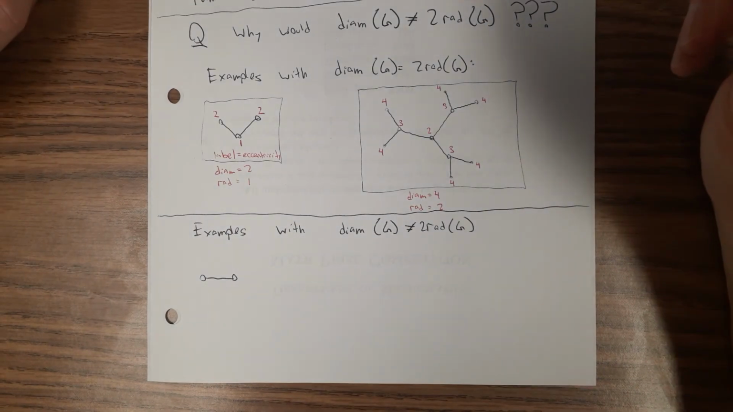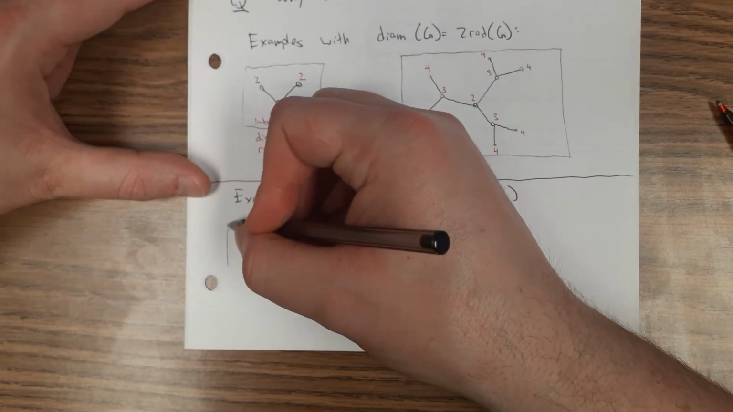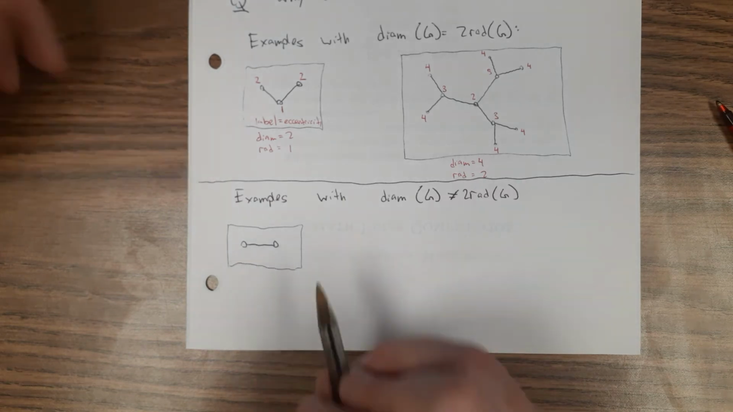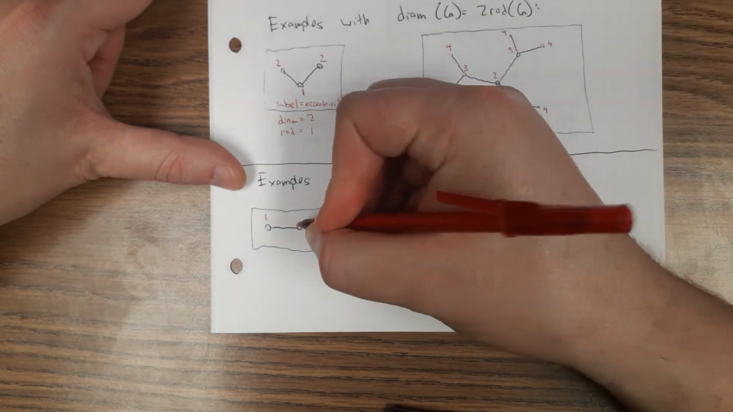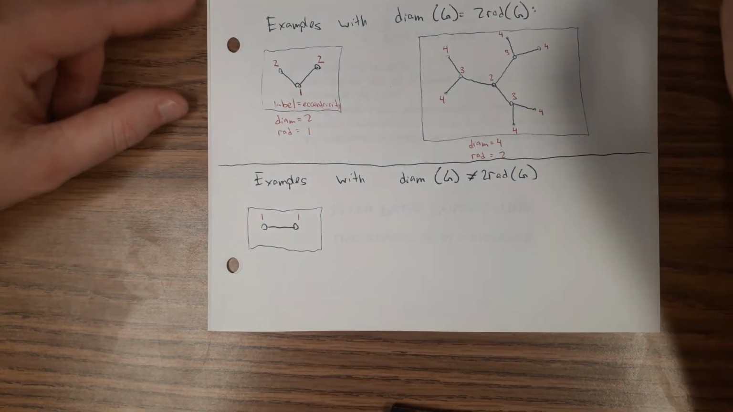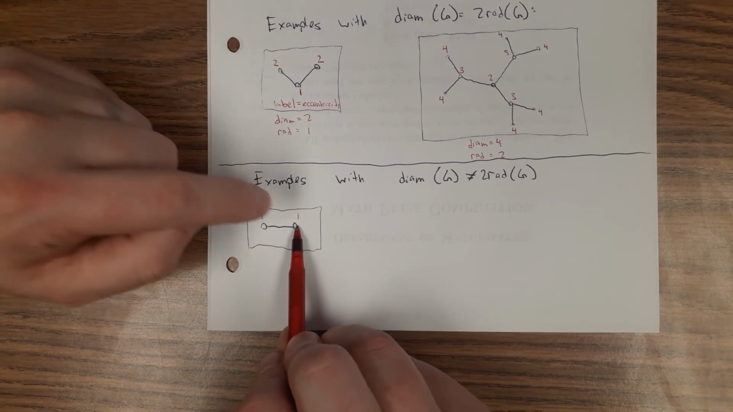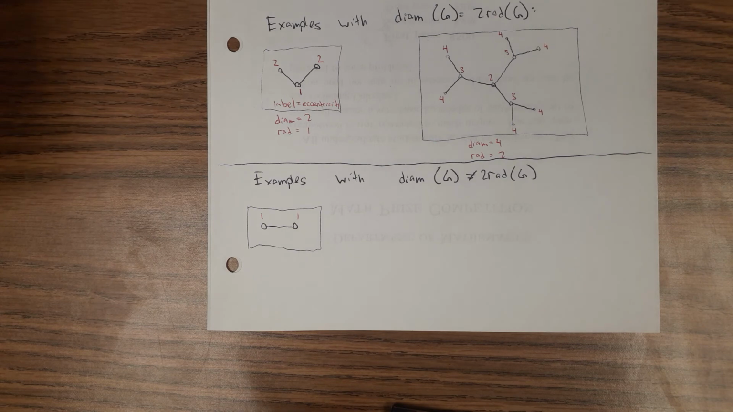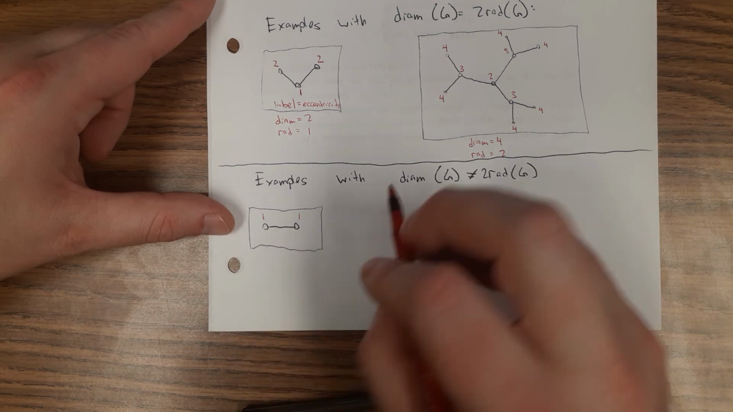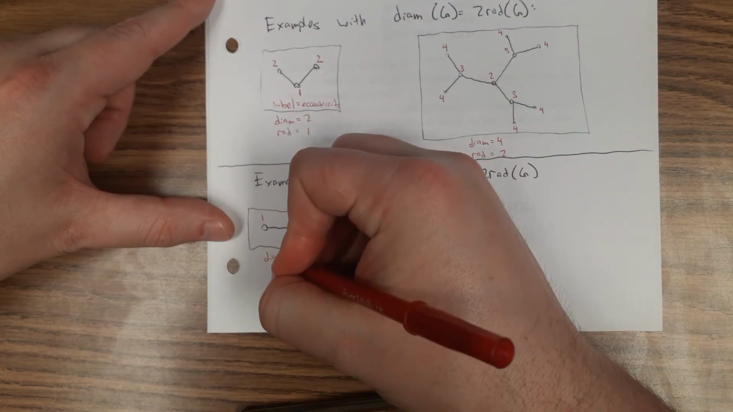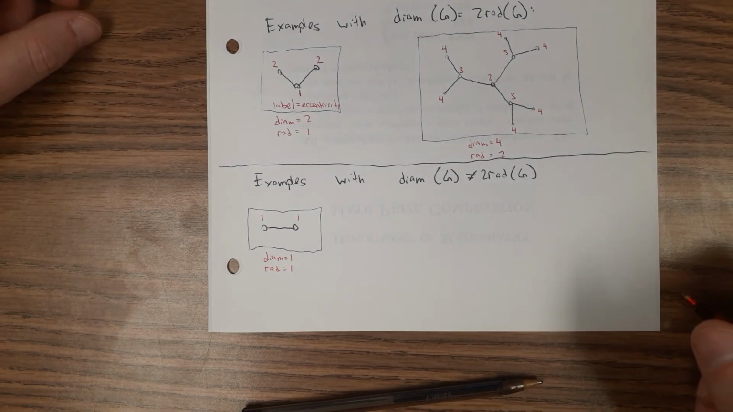So yeah, how about this graph? I was going to draw more, but I don't have to. This is a graph of diameter 1. How do I know? This vertex has eccentricity 1. This vertex also has eccentricity 1, because the farthest vertex is a distance of 1 away from here, and the farthest vertex is a distance of 1 away from here. So the diameter is the largest of these eccentricities, which is 1. The radius is also 1.